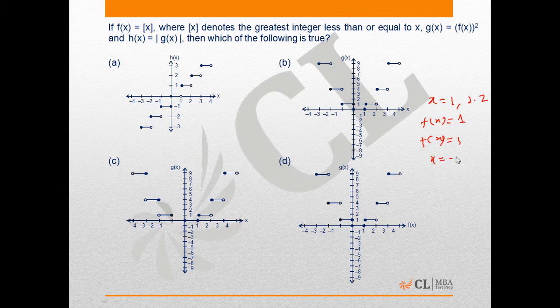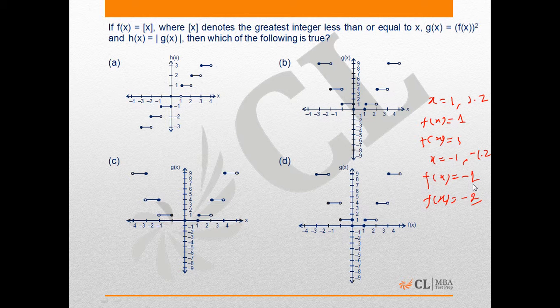If x is minus 1, f of x will be minus 1. When x is minus 1.2, f of x will be minus 2, because the integer which is lesser than minus 1.2 is minus 2.